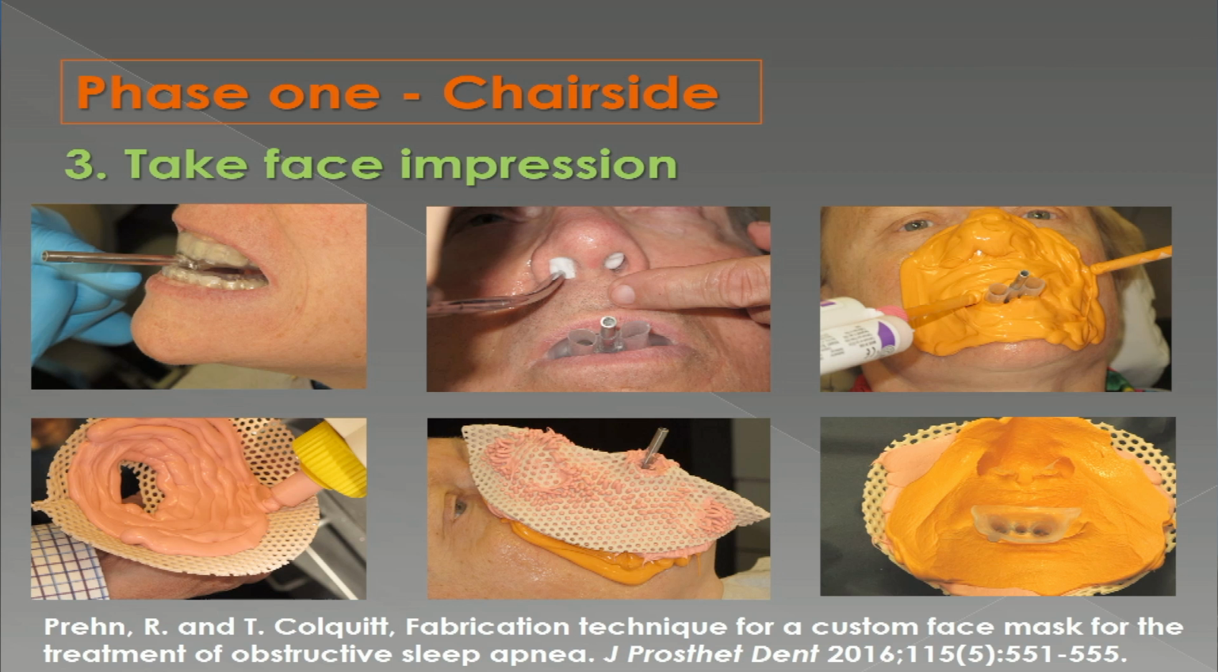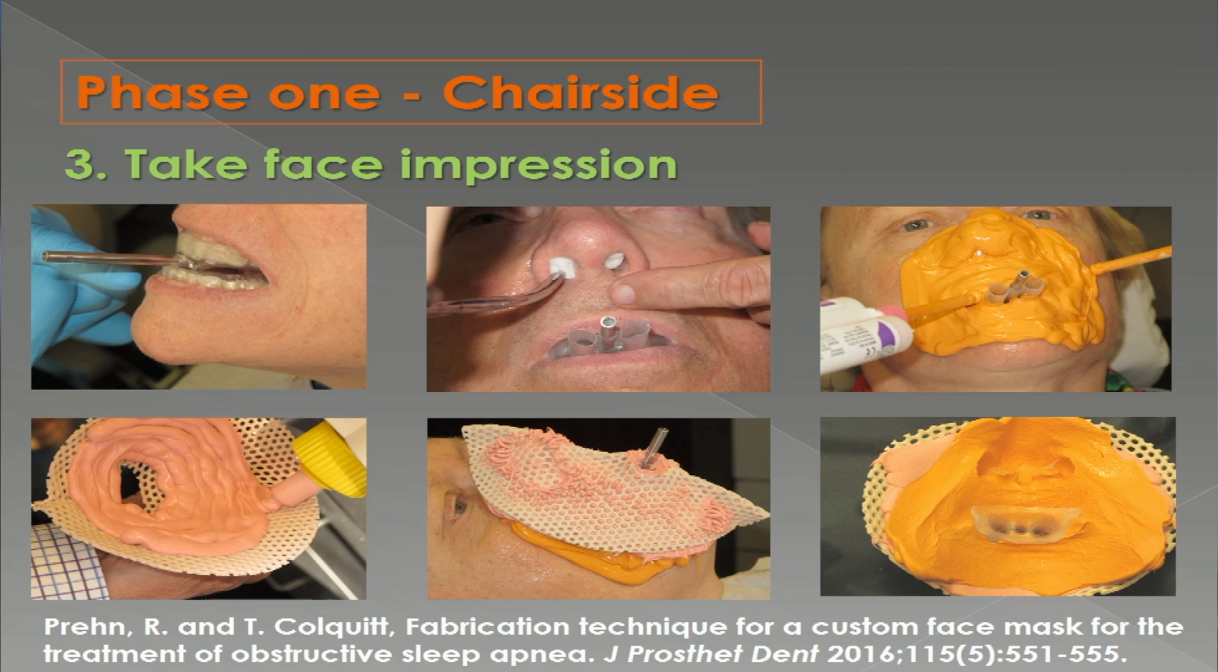Number one, the picture in the upper left, is the 2 monoblocks with the post sticking out. And then we plug up the noses, the nares, the nasal passage with cotton rolls. We Vaseline the face, and we put that air tube in there. See that breathing tube that goes around the post? That's so the patient can breathe during the impression.